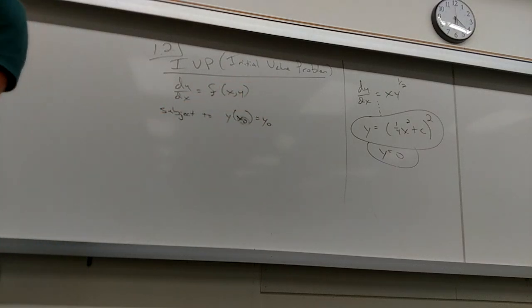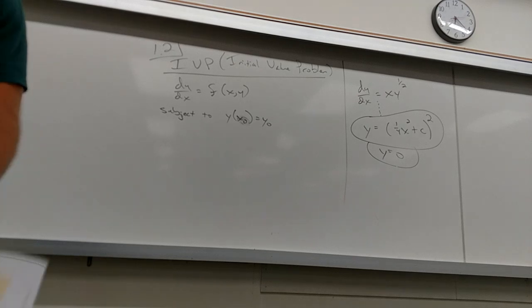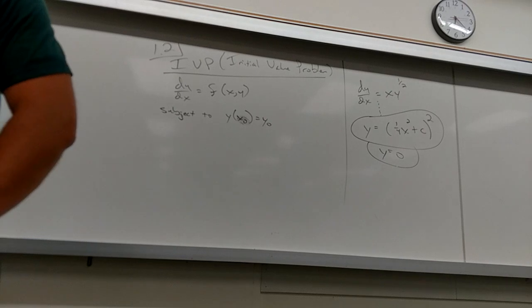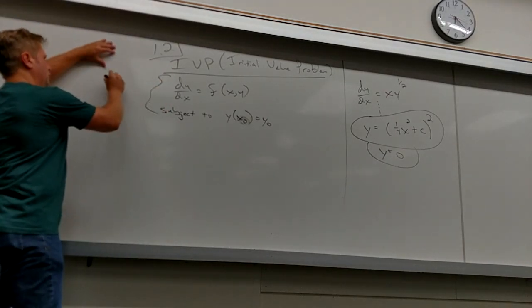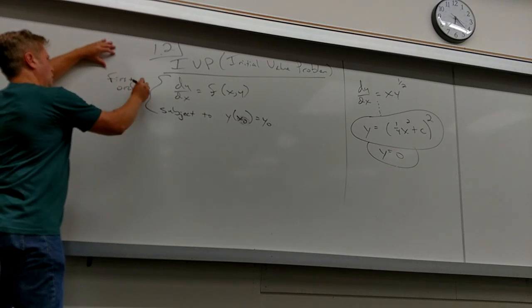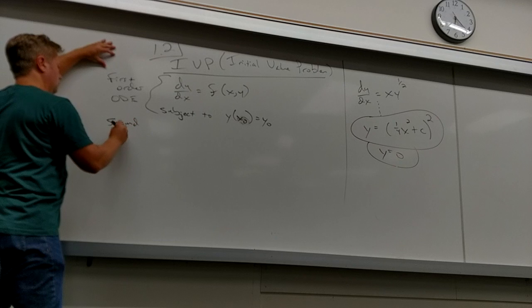And very often the input is 0, which goes along with the idea of why we call it initial value. It doesn't have to be, but it could. Most likely it will be, especially if you're dealing with some science. Now this is an example of a first order ODE. What do you think has to be true for second order?